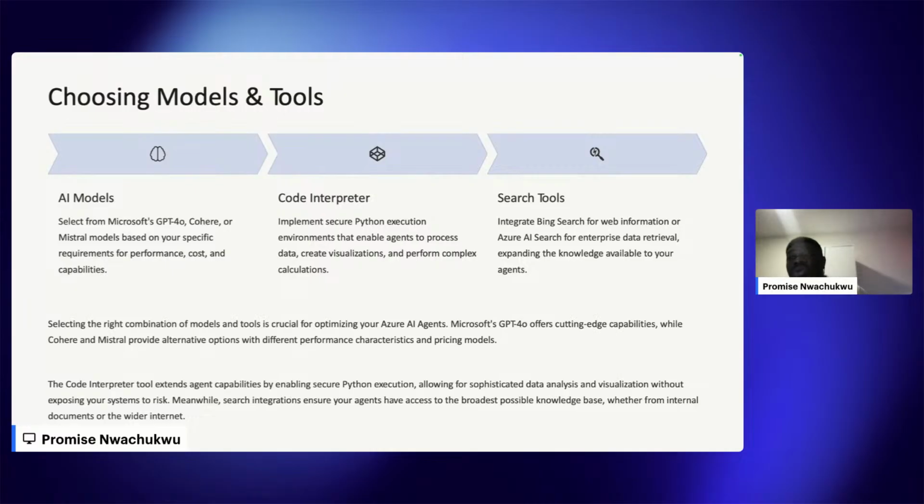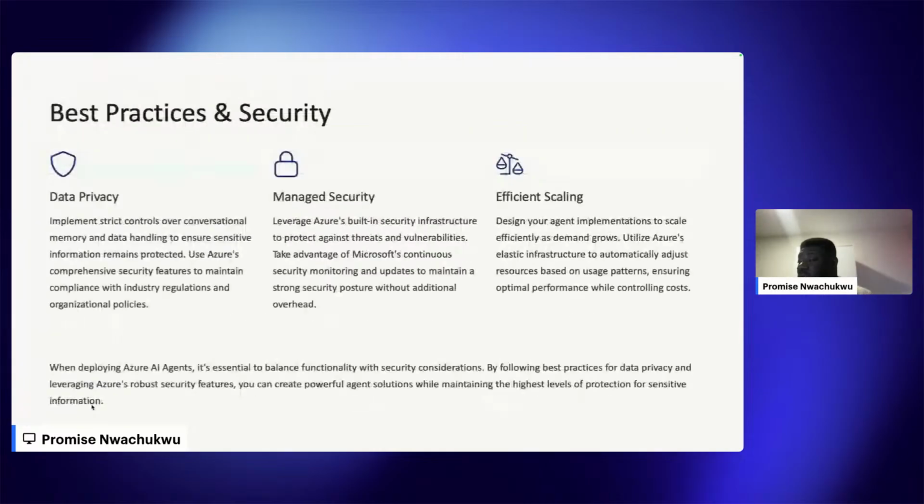Now, for search tools, you have a lot of things ranging from integrating your Bing search for your web information or Azure AI service, right? Awesome. So now we've been able to talk through some major sections or topics pertaining to Azure AI agents. Now let's go off one of the slides to see what are the best practices and security measures that one can take when making use of this Azure AI agent services.